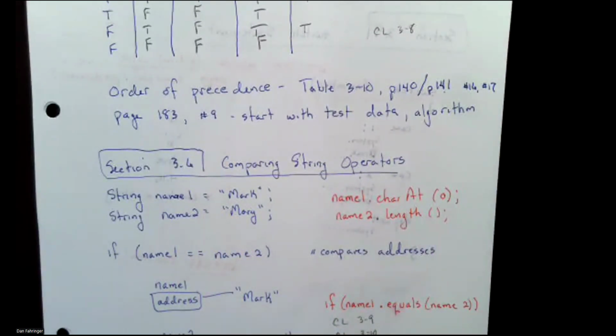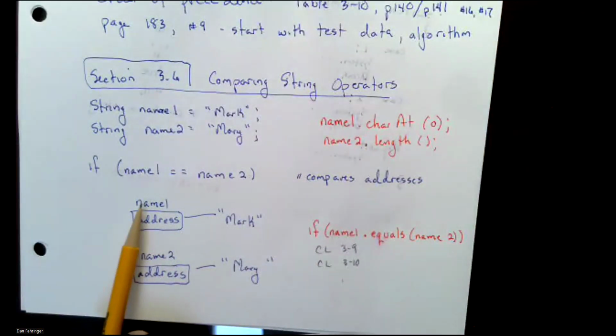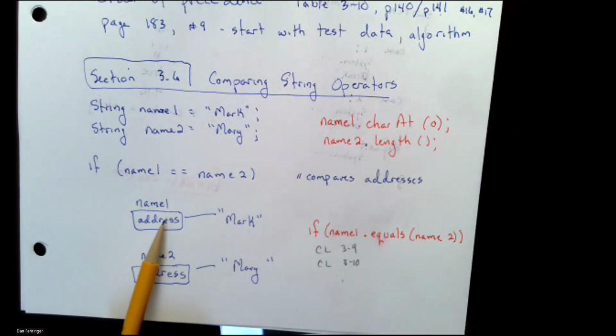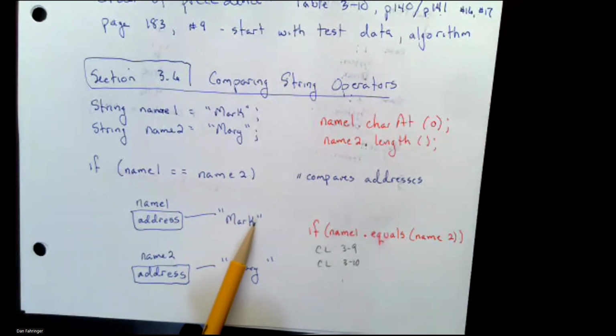String name 1 equals Mark. String name 2 equals that. What if I said, hey, I want to know if Mark is equal to Mary? This is not how we do it. If you remember, when we created a variable that was a string, like name 1, what was stored there is an address. Over here at the address, we have MARK stored.